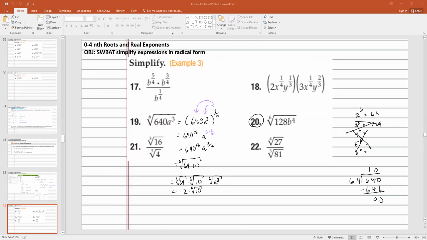And now we can extend this radical because they're both the 6th root. I'm going to extend that out just like that, and I'm going to put the a cubed inside. And that's it.